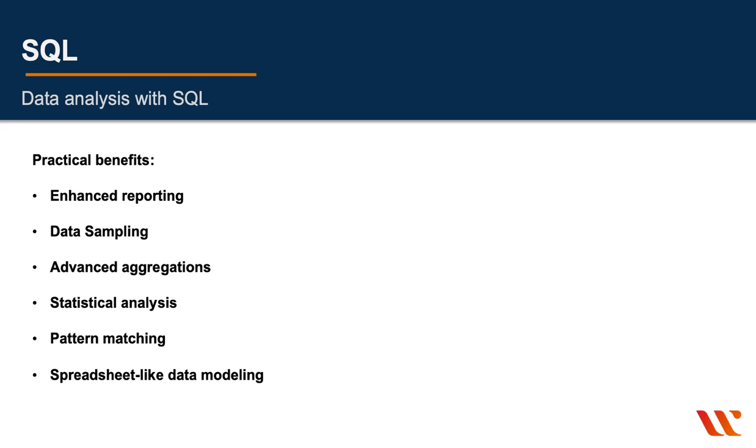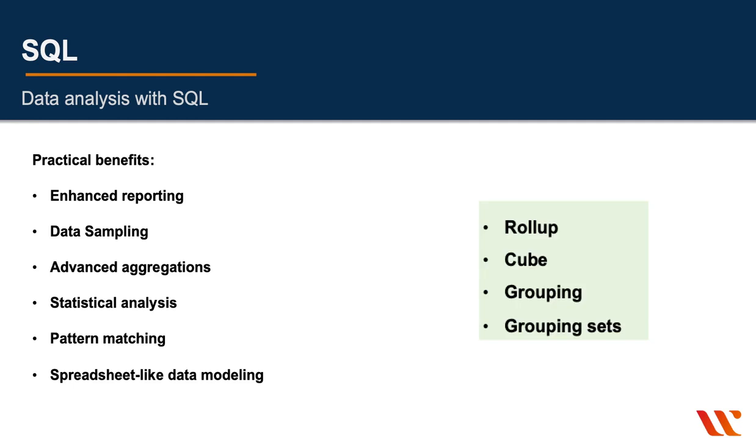Advanced SQL aggregations. You can use rollup, which calculates multiple levels of subtotals across a specified group of dimensions. Cube calculates subtotals for all possible combinations of a group of dimensions and calculates a grand total. Grouping helps identify which rows in a result set have been generated by a rollup or cube operation. And grouping sets is a set of user-defined groupings that are generated as part of the result set.